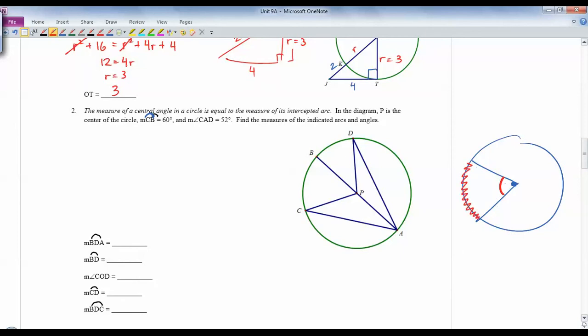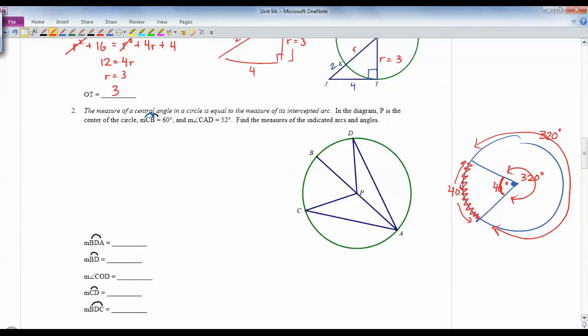So if this angle was like 40 degrees, this arc I could also call 40 degrees. And if you think about it, if I go all the way around the other part of the circle, it's 360 total. So this would be 320 degrees, which means its arc right here, you could say its measurement is 320 degrees.